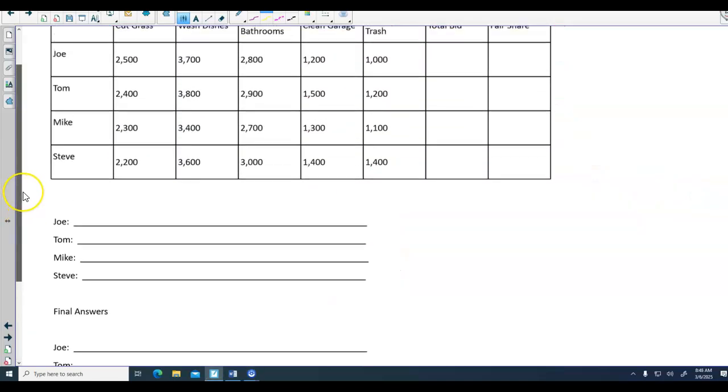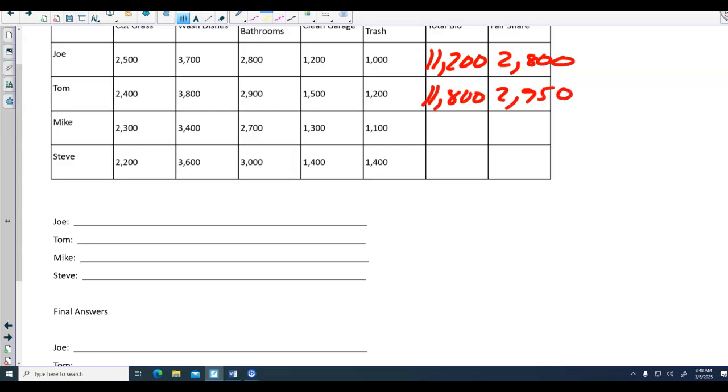So, all right. Now we add across here. My total bid: 11,200, 2,800. 11,800, 2,950. 10,800, 2,700. 11,600, 2,900.